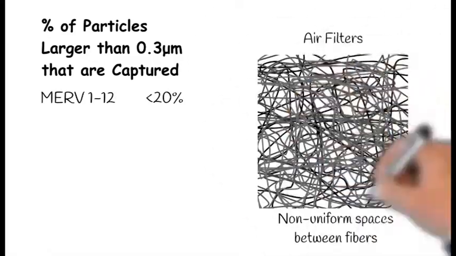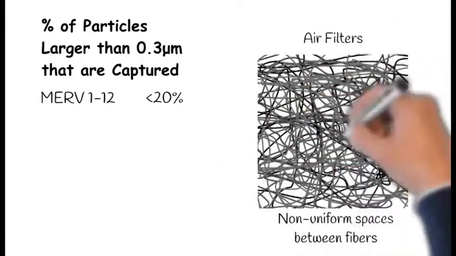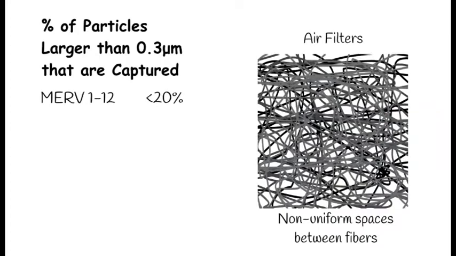By increasing the amount of fibers used in creating the filter, you're able to reduce the size of the space between the fibers. That enables the filter to capture more of the particles that are larger than 0.3 microns. A MERV 13 filter will capture up to 75% of particles larger than 0.3 micron.